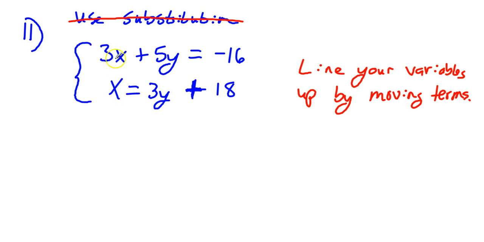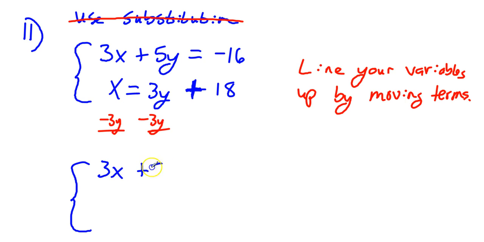Because this one, the x's are lined up, right? The only thing that's really not lined up is this equal sign. So if we're going to do that, let's just take this 3y that's here and move it from the right side of the equal to the left side of the equal. So the top part's okay. We've got 3x plus 5y equals negative 16. If we'll just move this 3y from the right side to the left side, we've got x minus 3y equals 18. Now everything's lined up. Now you can do elimination.